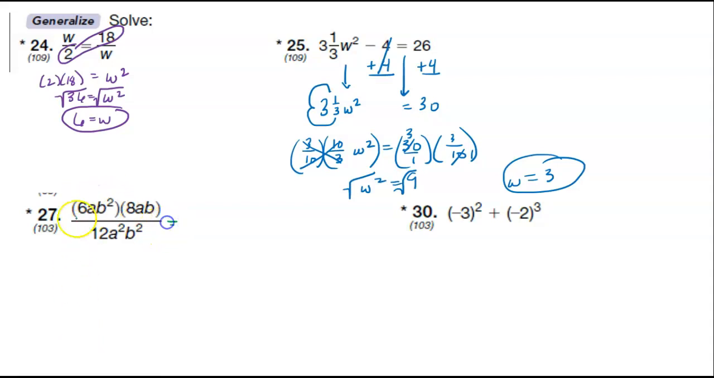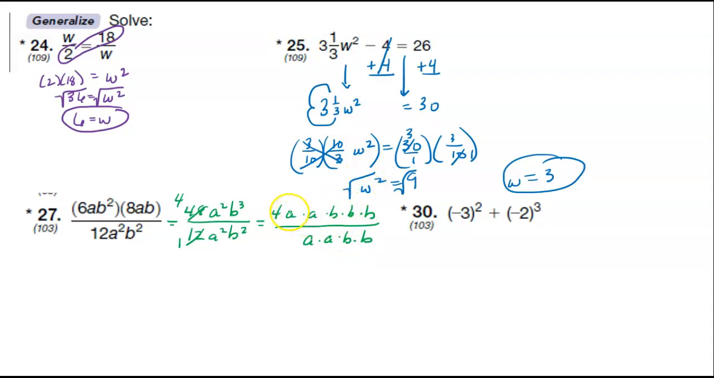Okay, so here I have 6 times 8 is 48. A times A is A squared. B squared times B is B cubed. Over 12, A squared, B squared. 12 goes into 48 4 times. So I have 4 times A times A times B times B times B over A times A times B times B. So let's see what we can cancel out. These two A's can cancel out. These two B's can cancel out. My answer is 4B.